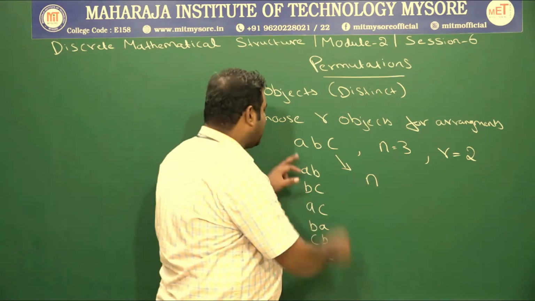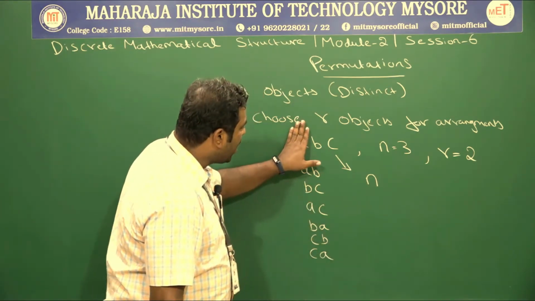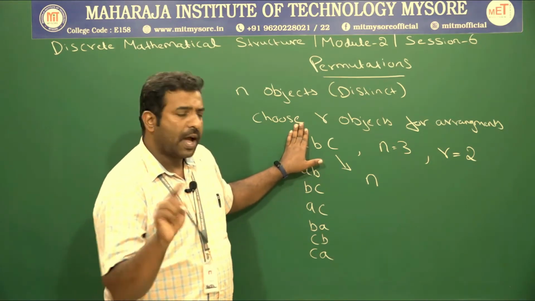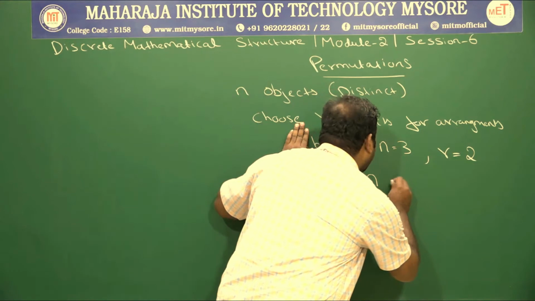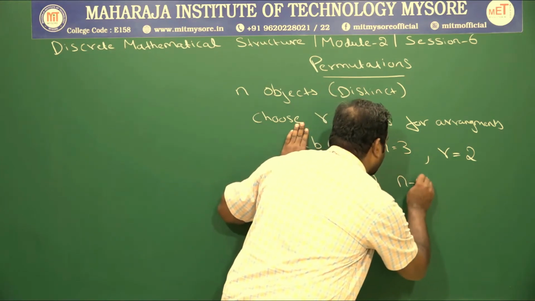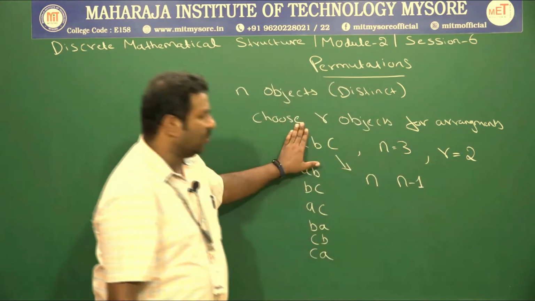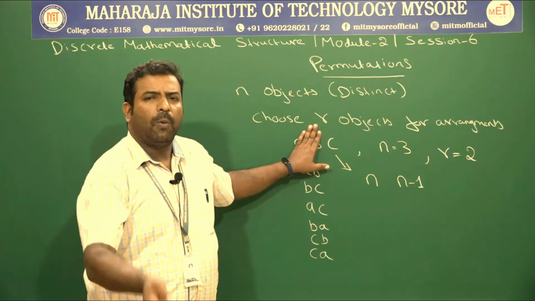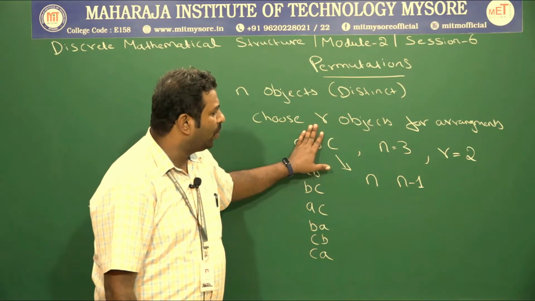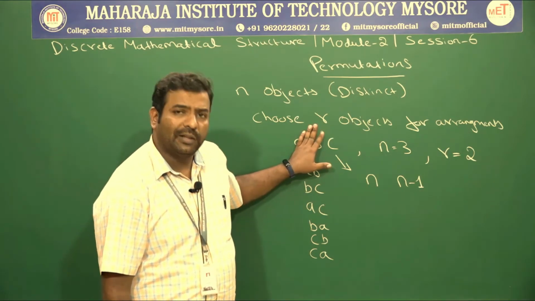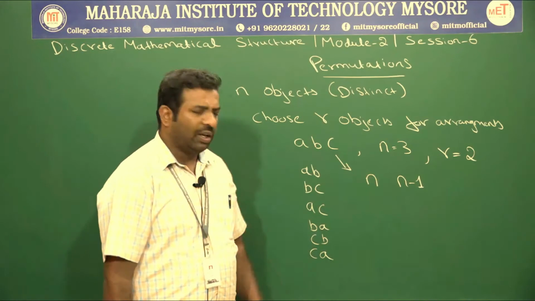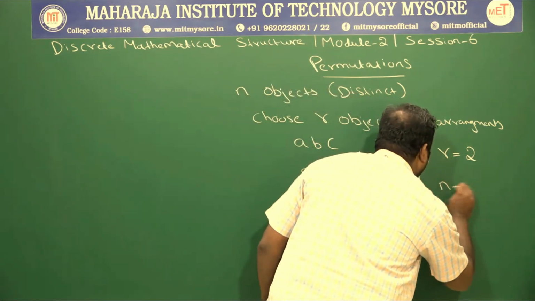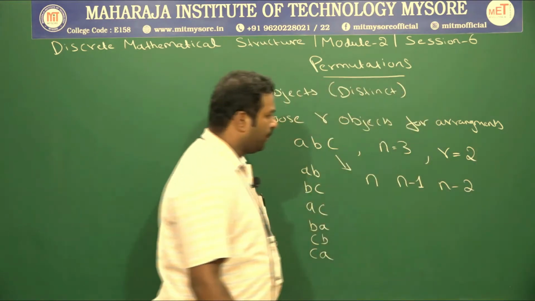So now once I have chosen the first object, I will be left with how many objects? 2 objects. That means I can say this as n minus 1. I am going to have n minus 1 objects. So now if I am going to pick one more object, what am I going to be left with? I am going to be left with only one other object. But right now r is 2, hence I need not worry about this, but let me put it over here, n minus 2. Is it fine?